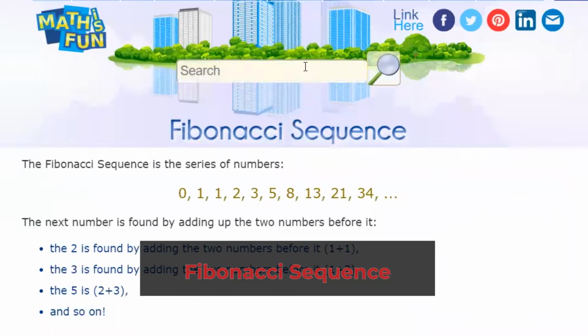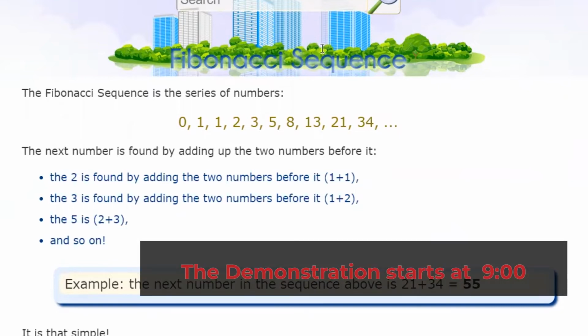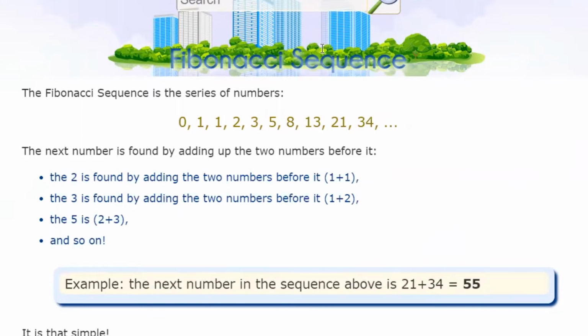Now, the Fibonacci sequence is a series of numbers: 0, 1, 1, 2, 3, 5, 8, 13, 21, 34, and so forth. How do we arrive at this sequence? The next number is found by adding up the 2 numbers before it. So for example, the 2 is found by adding the 2 numbers before it, which is 1 plus 1, which gives you 2. The 3 is found by adding the 2 numbers before it, 2 plus 1. The 5 is by adding 2 plus 3, and so on and so on.